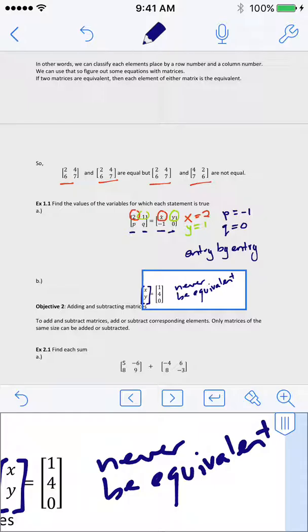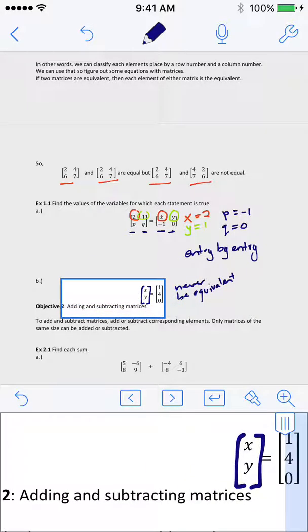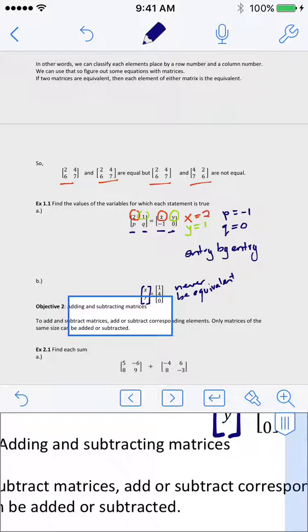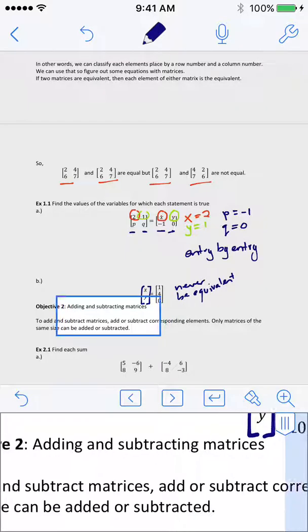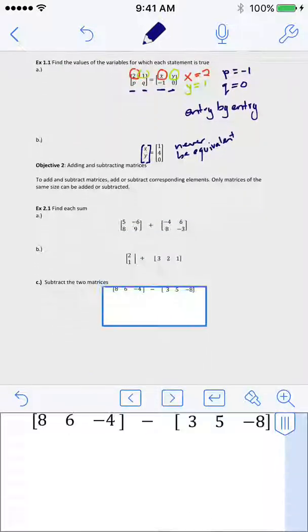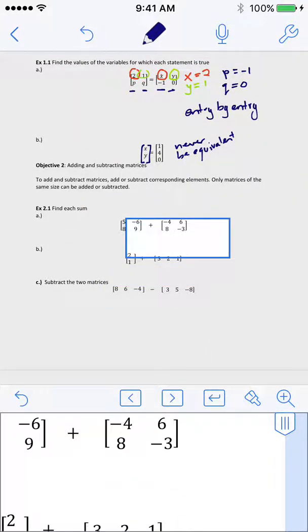It will never be equivalent, okay? So it's got to match not only in size, but entry by entry. All right, cool. We can also add matrices, right? And again, they have to match. They don't have to match entry by entry, but they have to at least match in size, right? So we can add and subtract matrices just like we would add and subtract numbers or equations even. But first, we have to decide if we can.